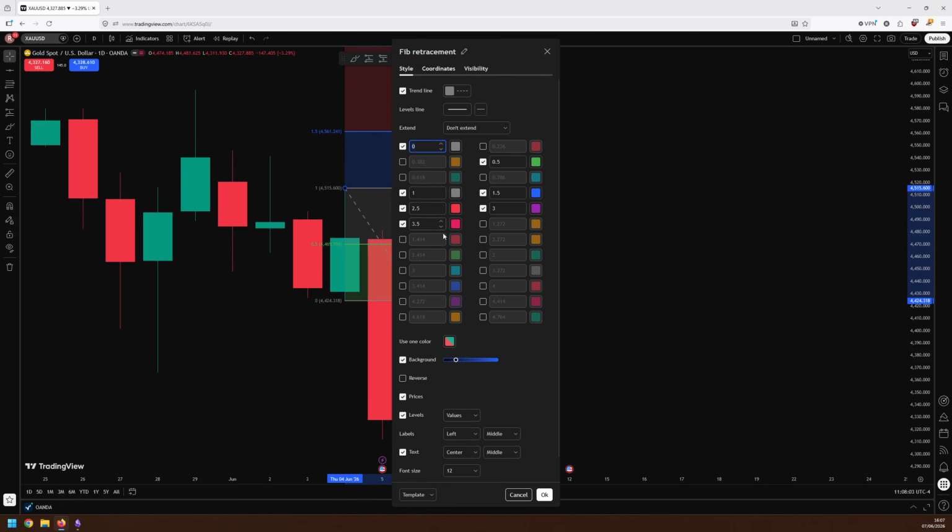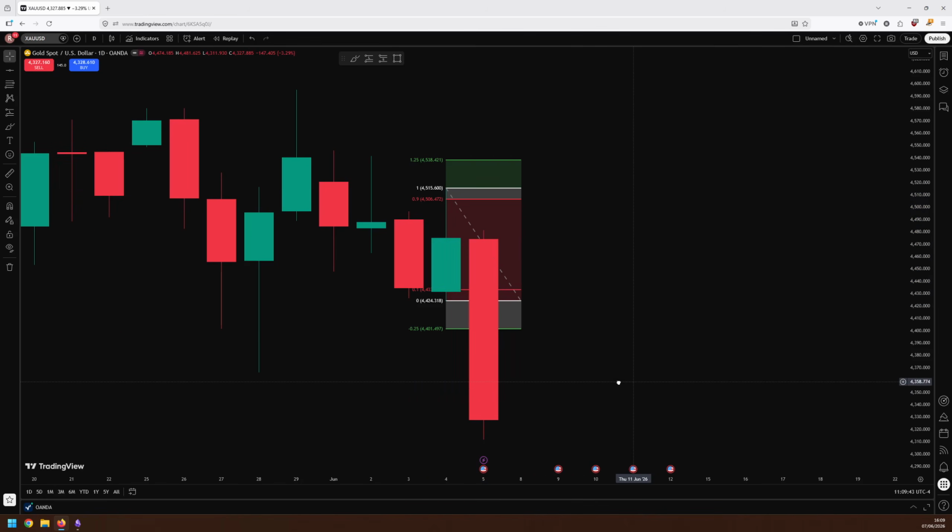So in his video, he actually modifies the settings from these default ones to these ones, which are minus 0.25, 0, 0.1, 0.9, 1, and 1.25. Those numbers are pretty unconventional for Fibonacci, but it actually makes sense when you zoom in a little bit.